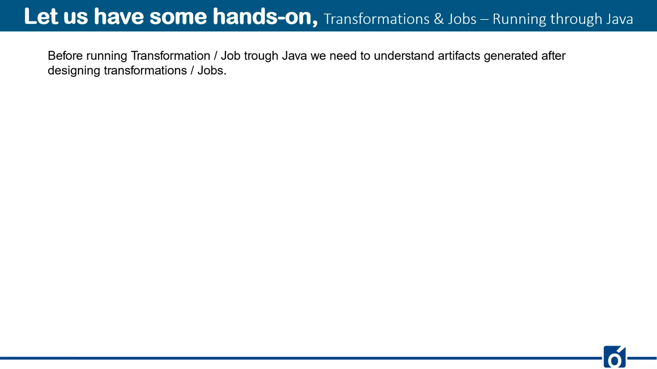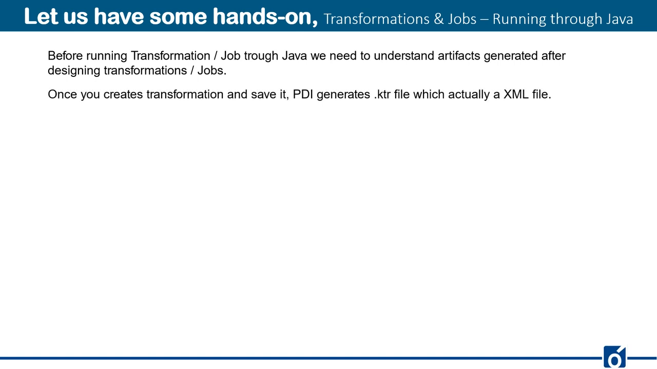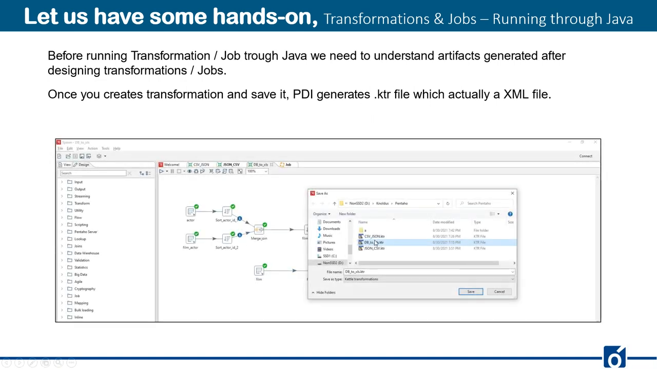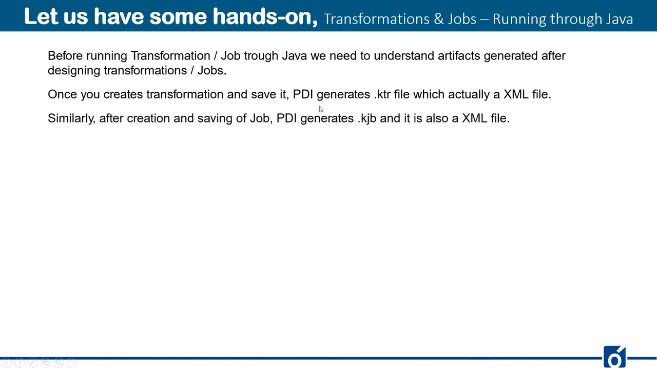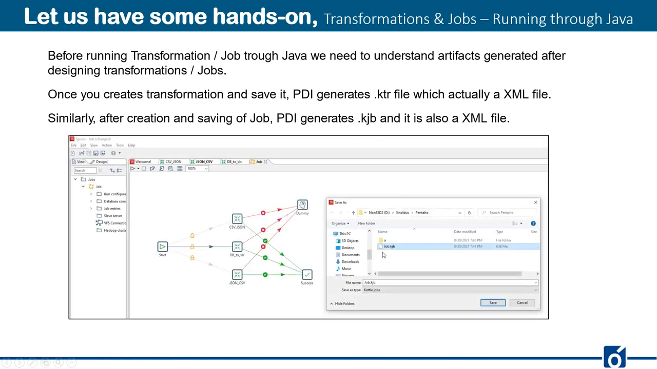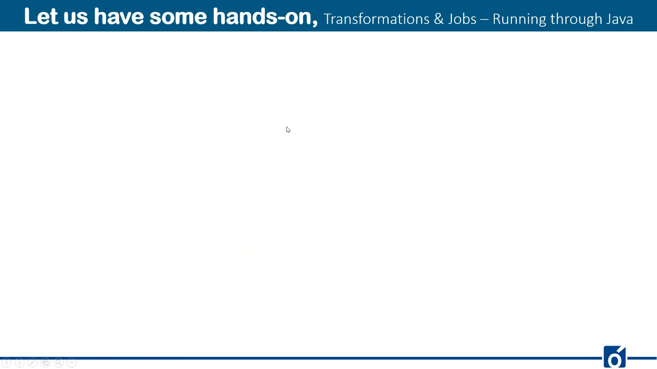Before considering a transformation in a job, we need to understand the artifacts which are generated through PDI when we are saving a transformation or job. When you are creating a transformation and saving it, it generates this KTR file, right? You can see this way. So for the database DB to Excel transformation, you have a KTR file as an artifact, right? In case of a job, saving the job generates a KJB file. You can see this way. The name is job.kjb, right? That way it's cool.